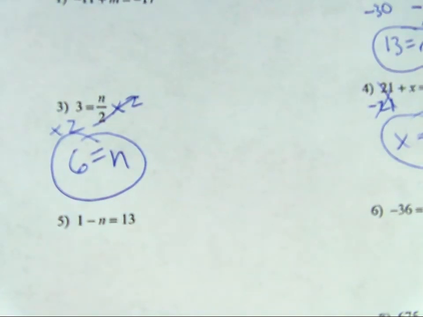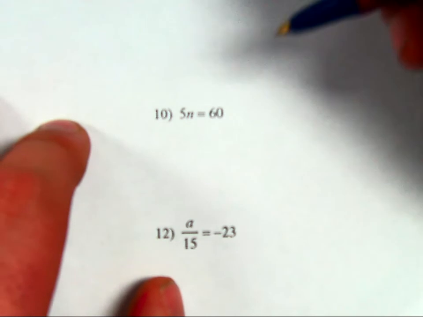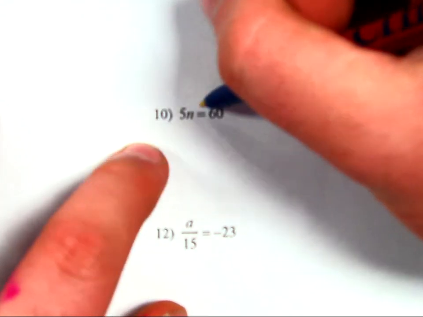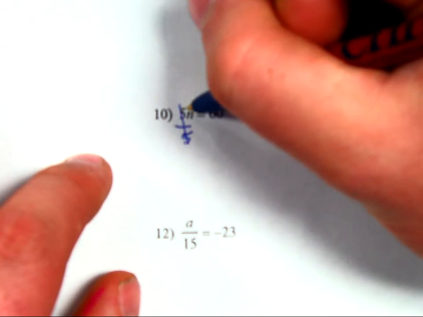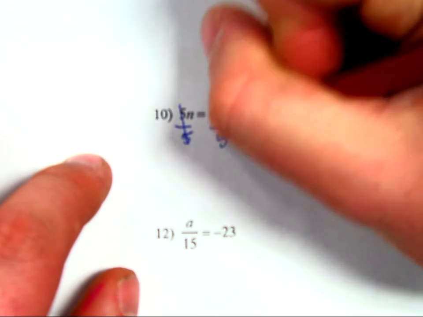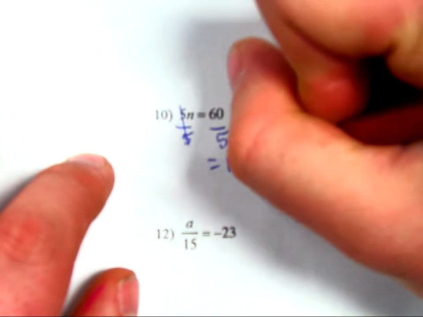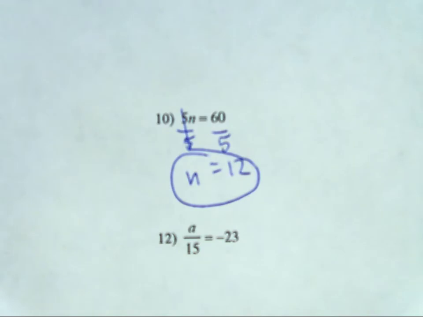Now, what if I have one that has some multiplication? Look at number 10. Number 10 has 5n equals 60. To undo 5 times n, I divide by 5, because the opposite of multiply is divide. Divide by 5 on both left and right. 60 divided by 5 equals 12, and therefore n equals 12. That's how I do these.